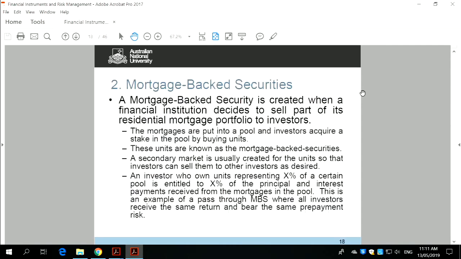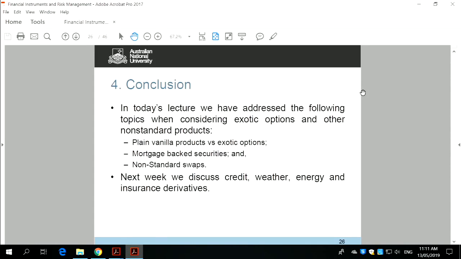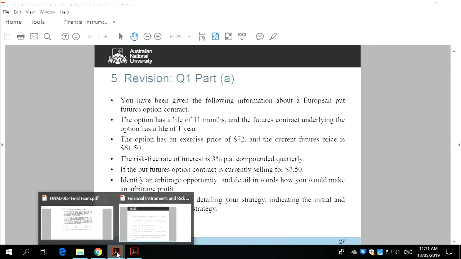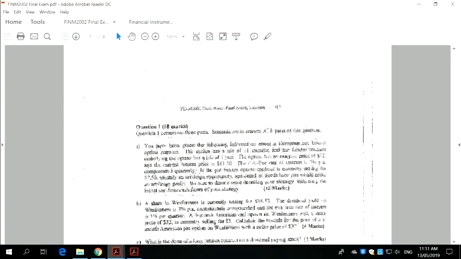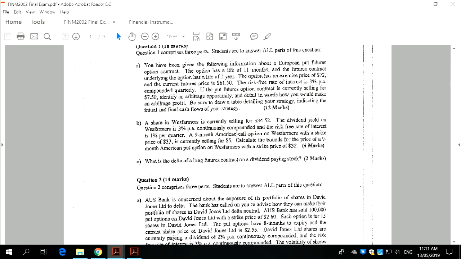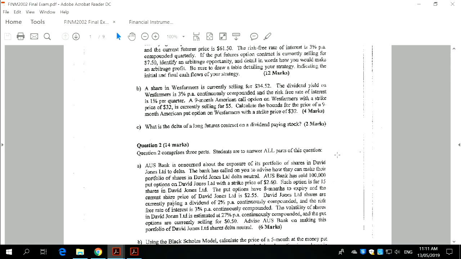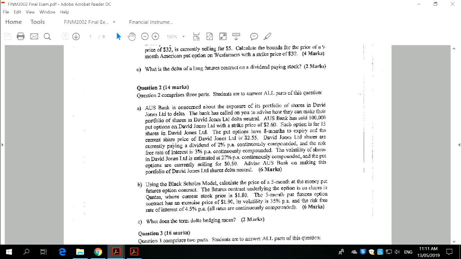What else do I need to talk about? Okay, how about we do a final exam paper together and get a feel of what the final exam is all about. Before we start the questions: the first question is a futures option, which we did in week 8. The second question is a delta hedging question, which we did last week.